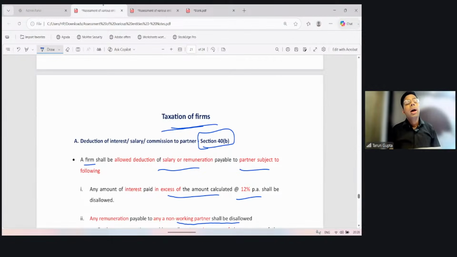Then comes AMT credit, similar to MAT. It is allowed. What is the credit? The AMT in excess of the normal tax. The difference is the AMT credit, which is carried forward for 15 assessment years. It is allowed in the year in which normal tax payable exceeds the AMT.